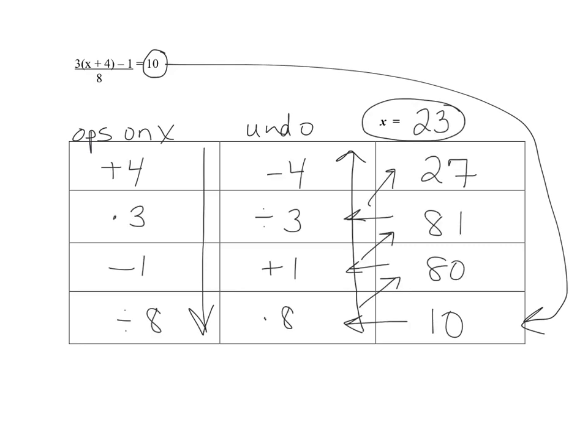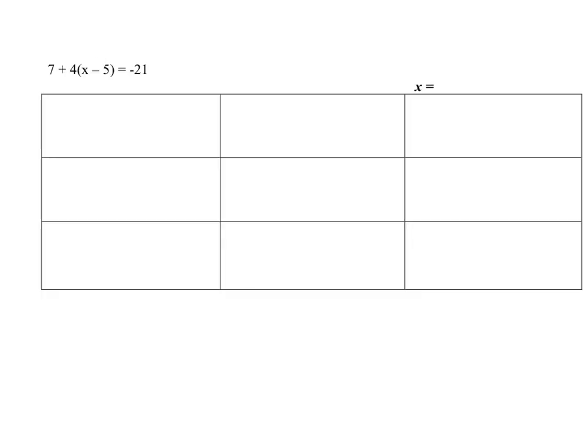All right, and so the correct answer for this one is 23. So look at, these were my undo operations. I worked my way up to get 23. If you wanted to double check to make sure you were correct, then you put the 23 back into the problem for x, and you follow these steps, and you should end up with 10. Go ahead and pause the video and try this next one again on your own.